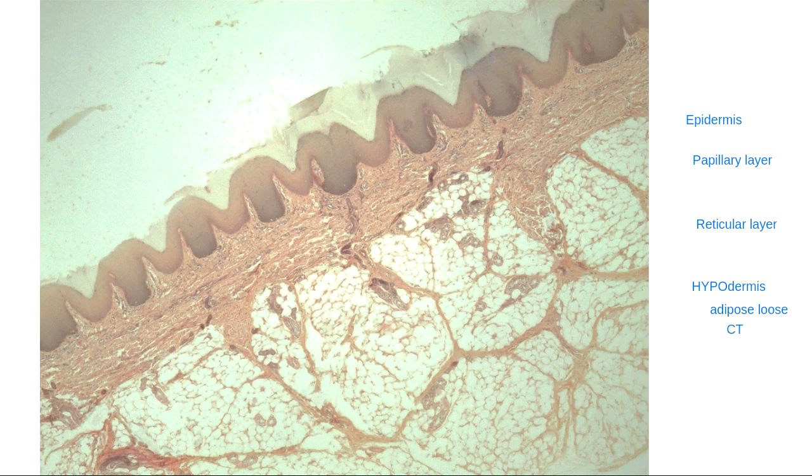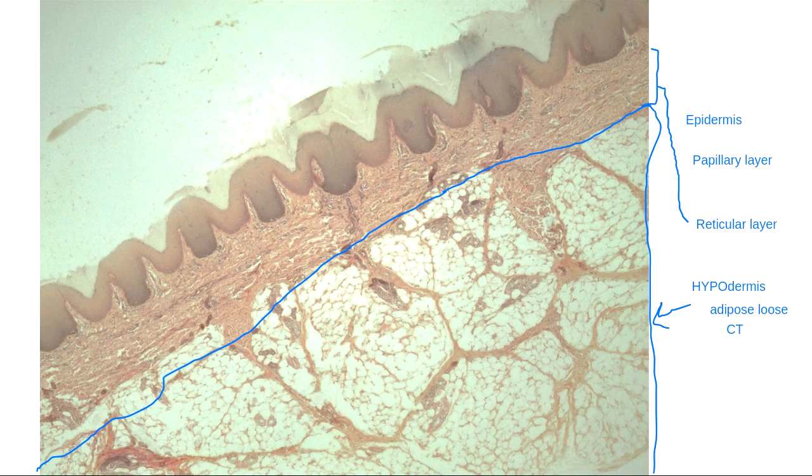Adipose loose connective tissue. In your lab packet, there's not a picture that shows you the hypodermis having adipose tissue. But we'll label it here on this one. All of this area, everything below the line, is the hypodermis, the places that have adipose tissue. And the big area that we talked about before was the reticular layer of the dermis.